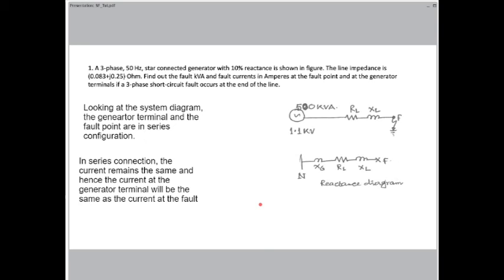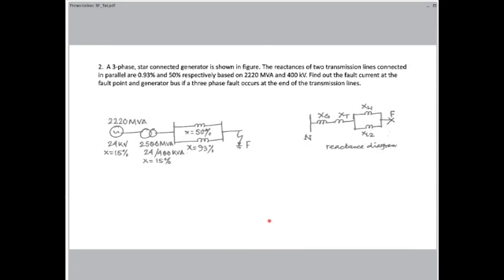I need 2 more people to say yes. If you didn't understand, let me know that you did not understand, and I will try to explain it once again. Okay, fine, I saw one response. Let's go to the next one.